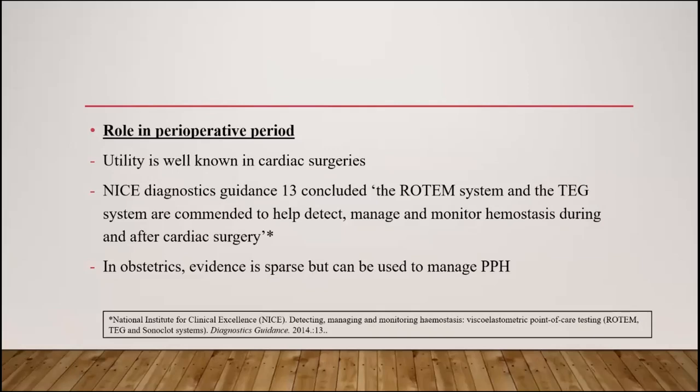The role of TEG and ROTEM in obstetric cases, that is in postpartum hemorrhage, is very sparse. However, in case you have the availability of these tests, one may use them.